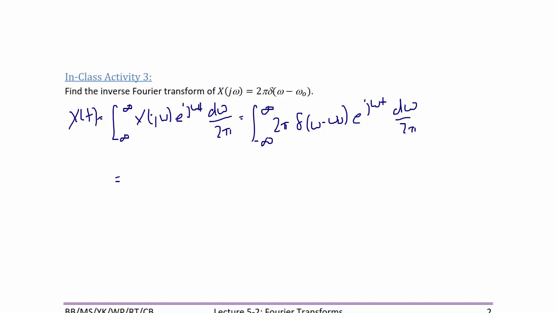Using the shifting property, this integral becomes e to the j omega naught t. So what we have here is that a single complex exponential with frequency omega naught becomes an impulse function shifted in the frequency domain with an area under the curve of 2 pi.